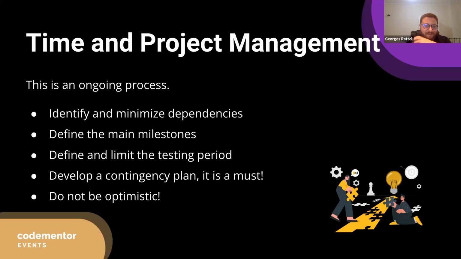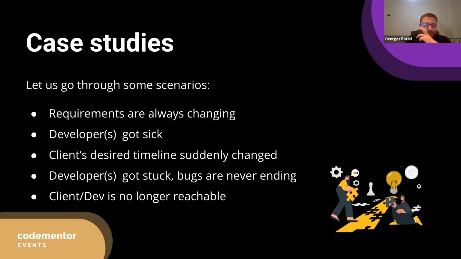Now, I've spoken a lot. I mentioned the main issues and what I had in mind and the main guidelines. Now I'm going to go through some small scenarios that usually happen. So requirements, for example, always change. Developers get sick, the client's desired timeline suddenly changes, developers get stuck, bugs are never-ending, and then the client or dev is no longer reachable. And some of these issues I actually took from the comments on the thread so that I can address them. And I'll start with requirements always changing.